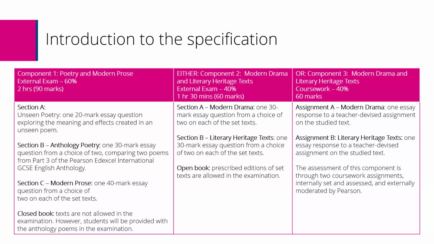Then if you're taking the exam route, you would be looking at component 2, and the focus here is modern drama and literary heritage. Here we have 2 questions. Section A is on the modern drama text that you've studied with them. It's a 30 mark essay question. Students have a choice of 2 questions. Section B is the literary heritage text, the one that you've studied with them in class, a 30 mark essay question from a choice of 2 on those set texts.